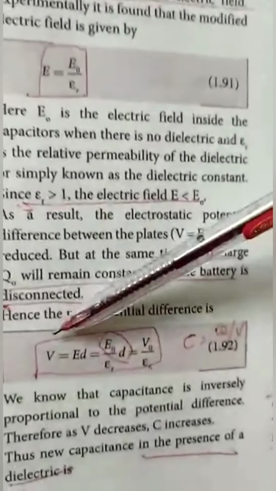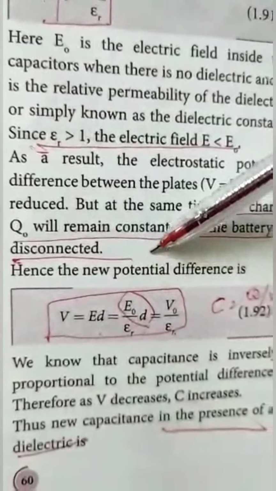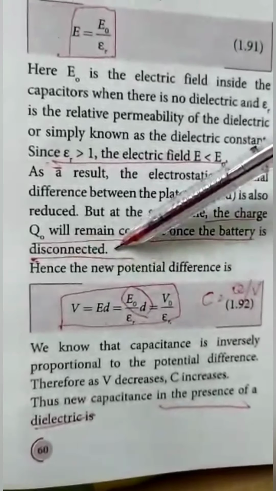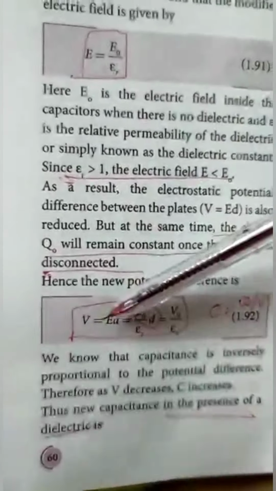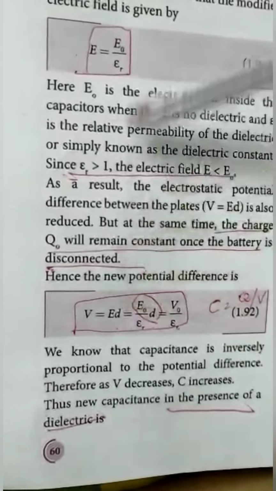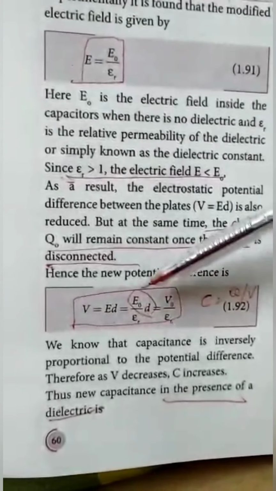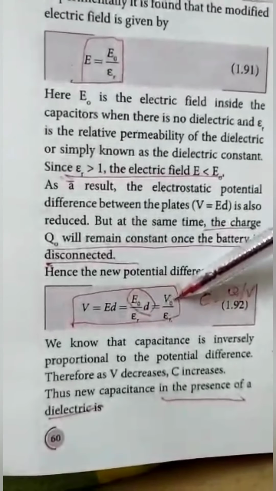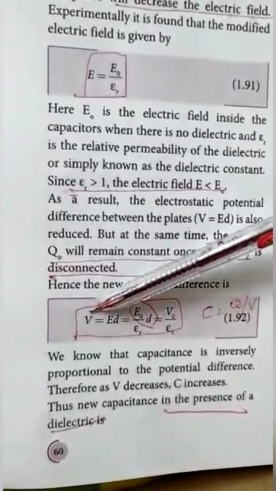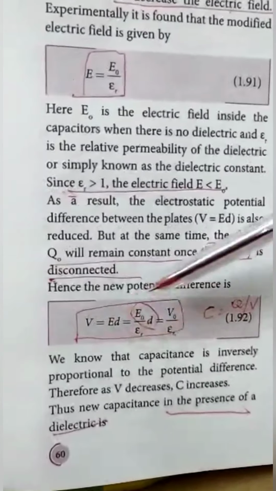And what happens to V? V is equal to E D. If E decreases, the potential also decreases, whereas Q naught will remain constant once the battery is disconnected. So the electric field will decrease, the potential will decrease, whereas Q will remain constant. So V is equal to E D. Substituting E from this equation, E naught by epsilon r into D, and E naught into D is V naught. So V is equal to V naught by epsilon r. So V is the potential after introducing the dielectric, V naught is the potential before introducing the dielectric. So this is the equation.